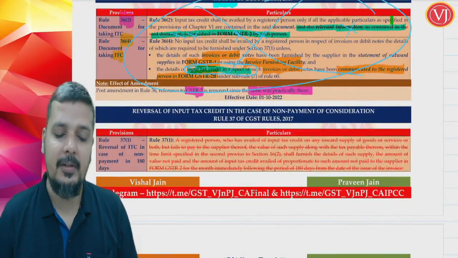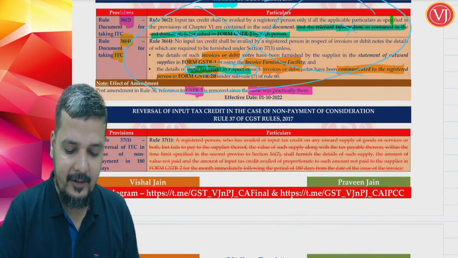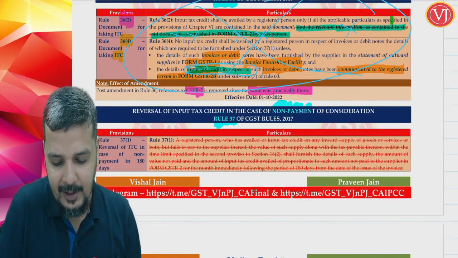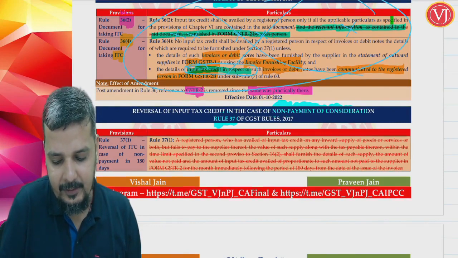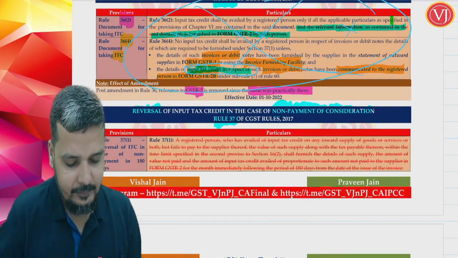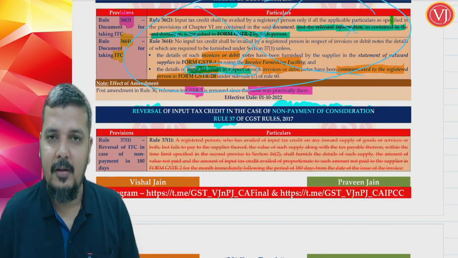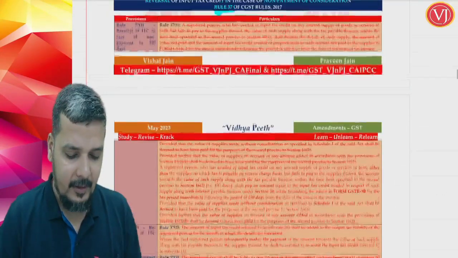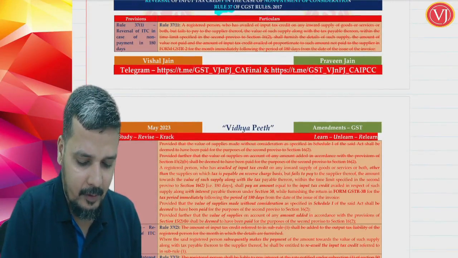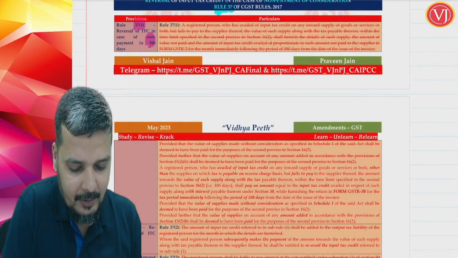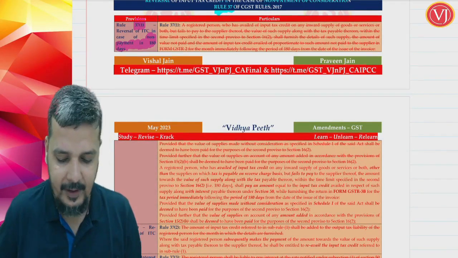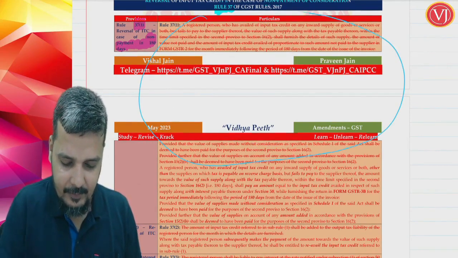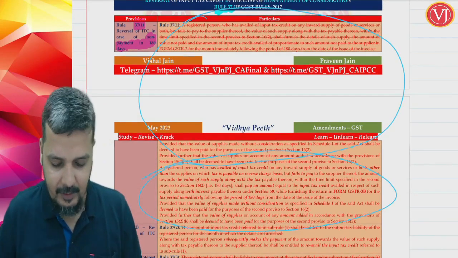Now next, you are talking about rule 37. One of the conditions for taking input tax credit is given in rule 37, where it tells that if you are not making the payment to the supplier within a particular time, which is 180 days, you need to reverse your input tax credit. That particular rule has an entire replacement. Rule 37 sub rule 1 tells that if you are not making the payment within 180 days, you need to reverse ITC. You'll find the old provision, old rule 37.1, being given, which is now replaced by the new 37.1.